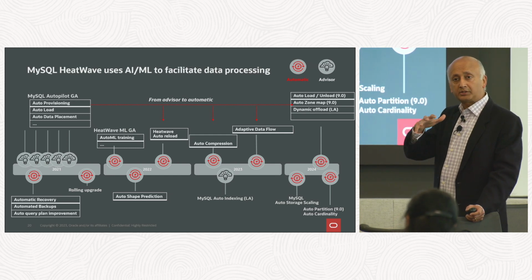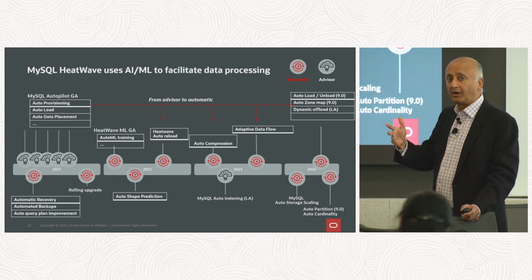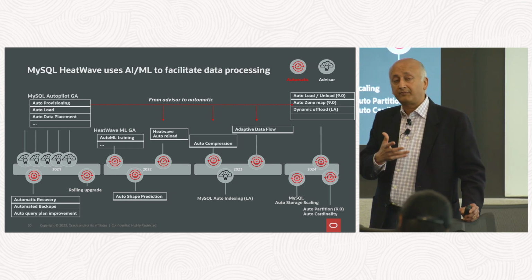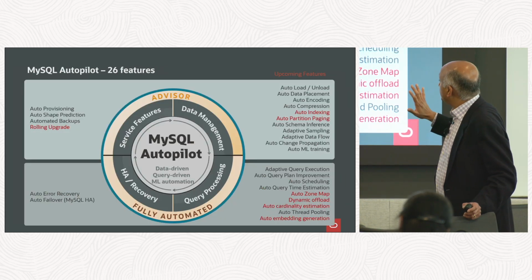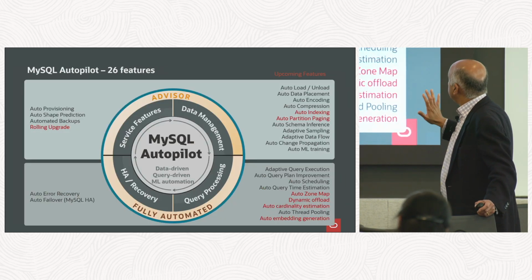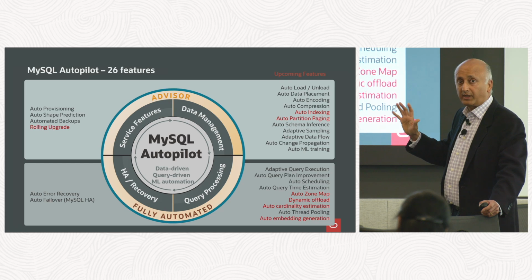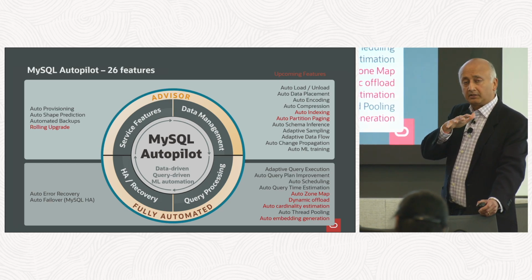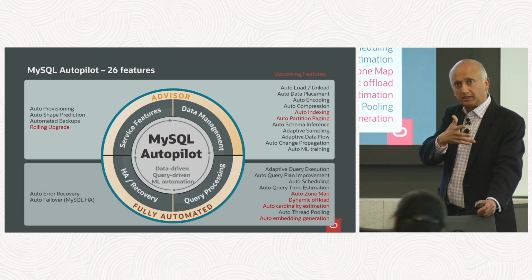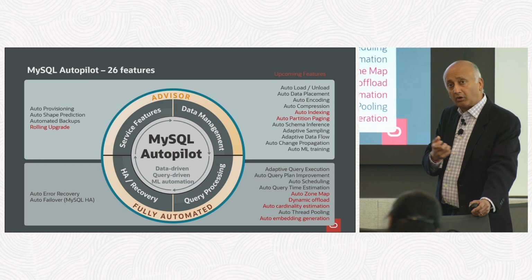Like, no one looks at the data and the queries to figure out what is the right size cluster to use, or what are the right number of cores to use for an OLTP system. So we have already been doing that. We now have 26 features. Seven of these features are going to be coming in the next few months, but we have 19 features which have been around for quite some time, which use machine learning, which use the user's information about the workload and the data to make appropriate recommendations or automate this.